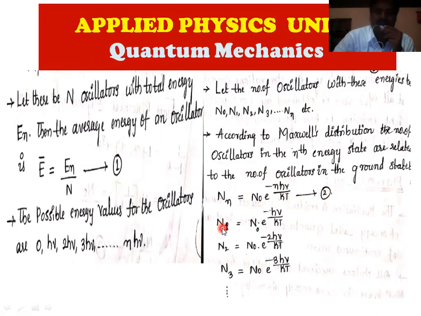Now you can expand this for the individual energy oscillators. n1 is equal to n0 e to the power minus h nu by kT. Similarly, n2 is equal to n0 e to the power minus 2h nu by kT. n3 is equal to n0 e to the power minus 3h nu by kT, and so on.